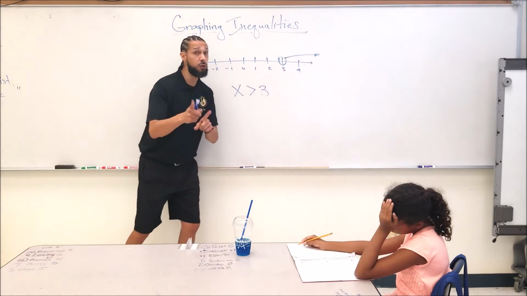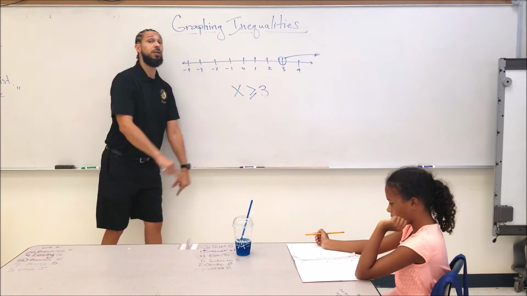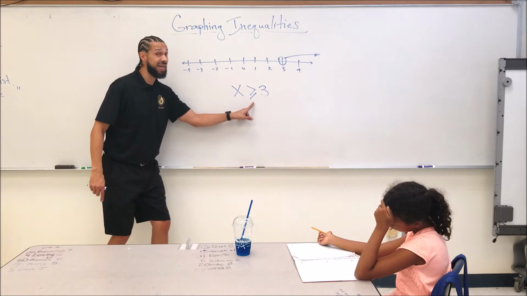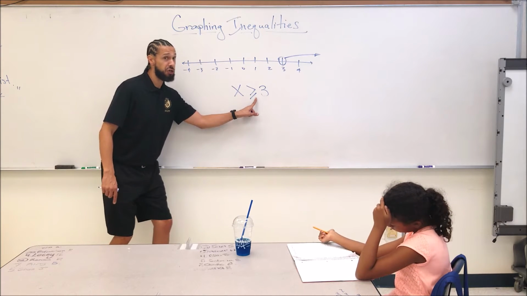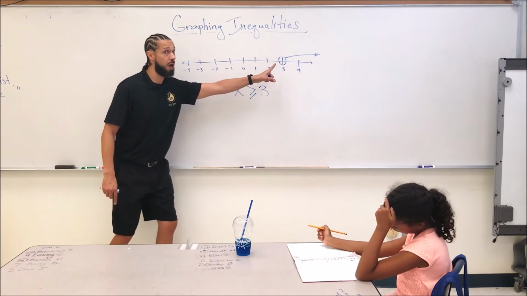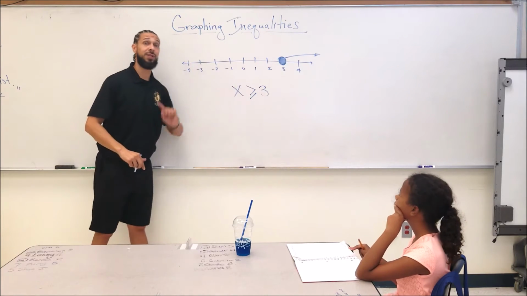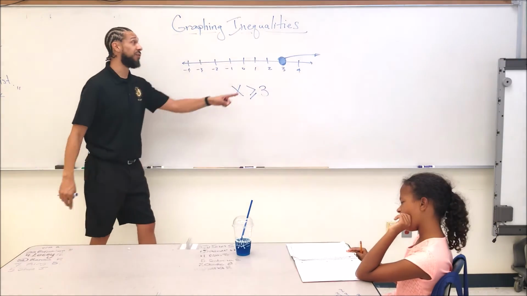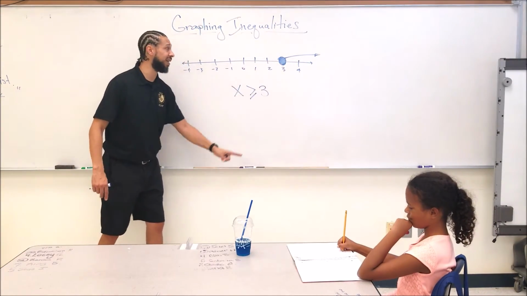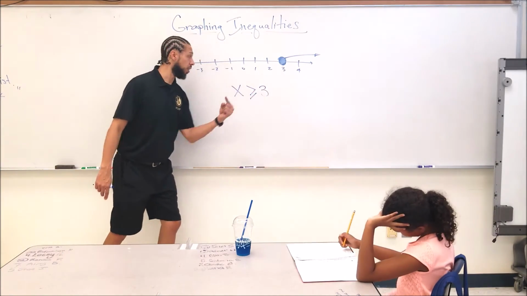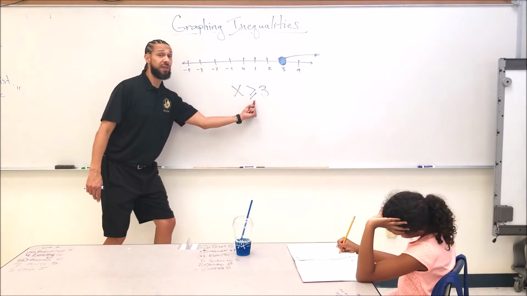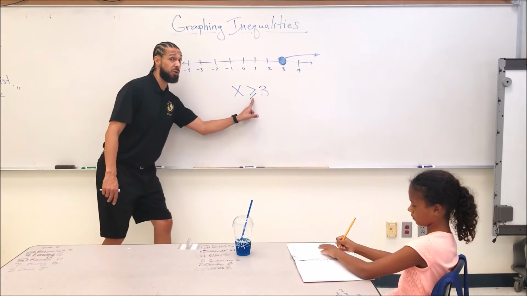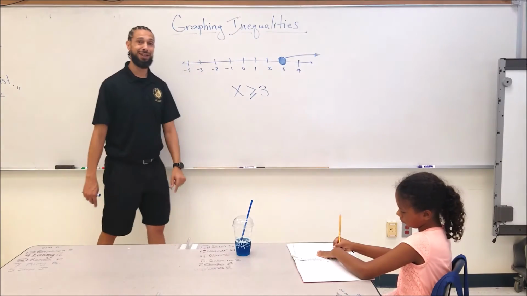Now, as opposed to this, what if there was an extra line here, meaning greater than or equal to? Do you know what that would change about this circle? We would fill in that circle. That's exactly right. We would fill in that circle because now we are including 3, because we're talking about numbers that are greater than or equal to 3. So if we're talking about numbers that can include or equal 3, we fill in the circle.